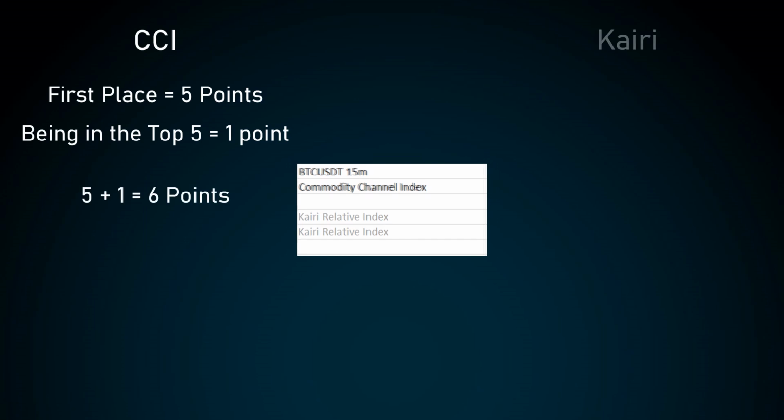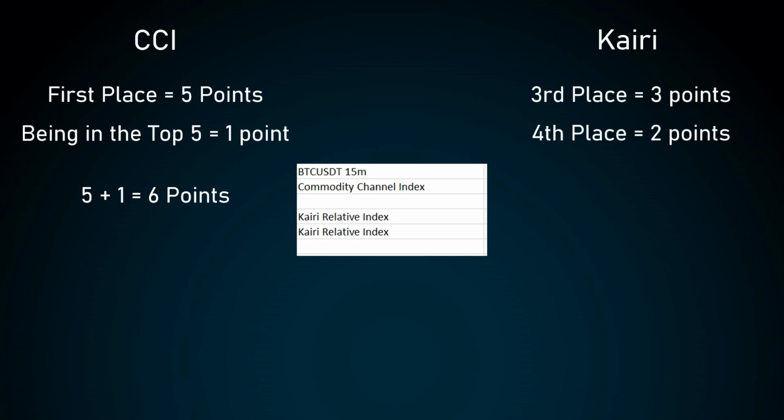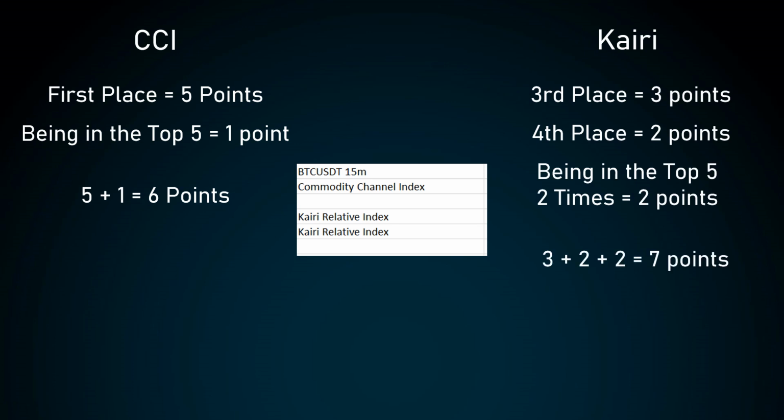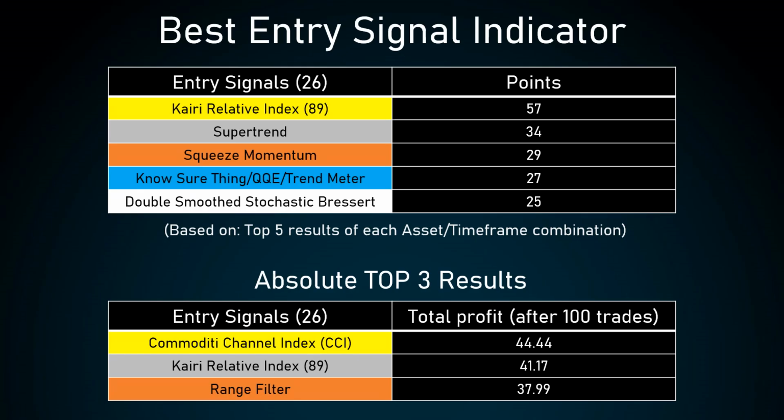But let's say the Chaikin relative index takes the third and the fourth place. It will get 3 points for the third placement, 2 points for the fourth placement, and 2 extra points for being in the top 5 results 2 times. This gives a total of 7 points for the relative index, beating the CCI indicator with just 1 point. I did the calculations on all the 21 different asset and timeframe combinations, and you can see the final results here.